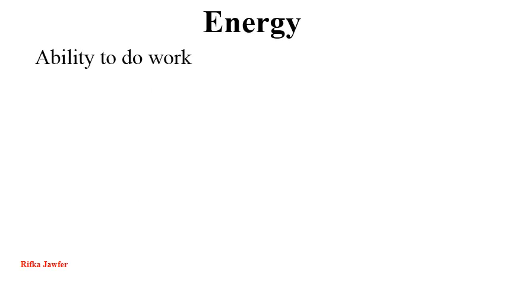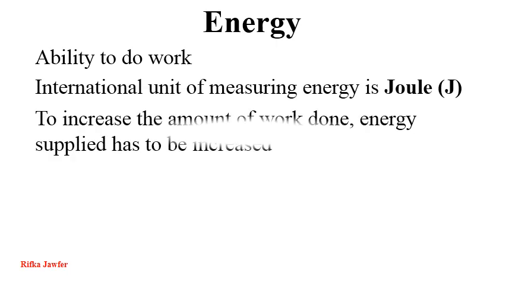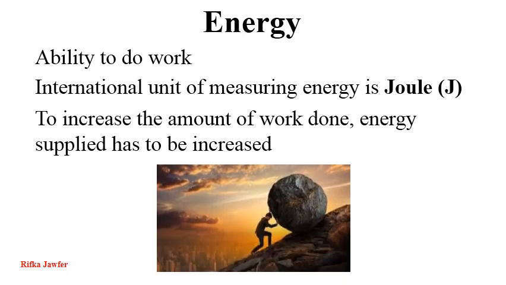Ability to do work is energy. The international unit of measuring energy is joule, and it is symbolized by capital J. If you need to increase the amount of work done, the energy supplied by you has to be increased. For example, if you need to move a rock up a hill, you need to supply more energy.